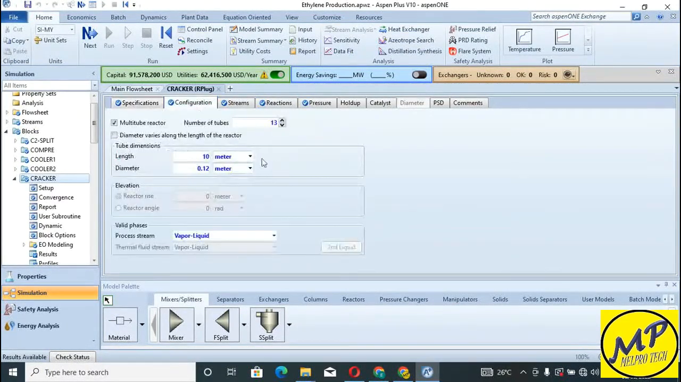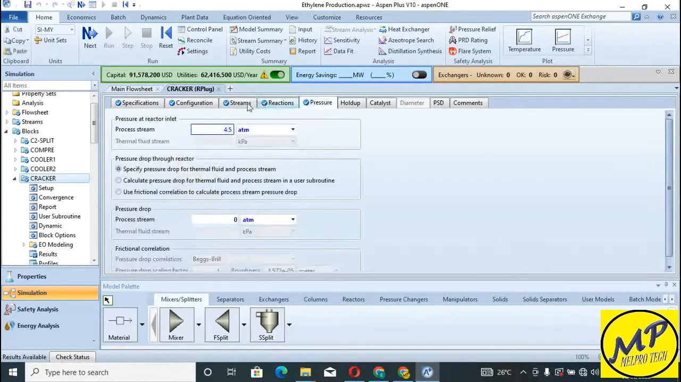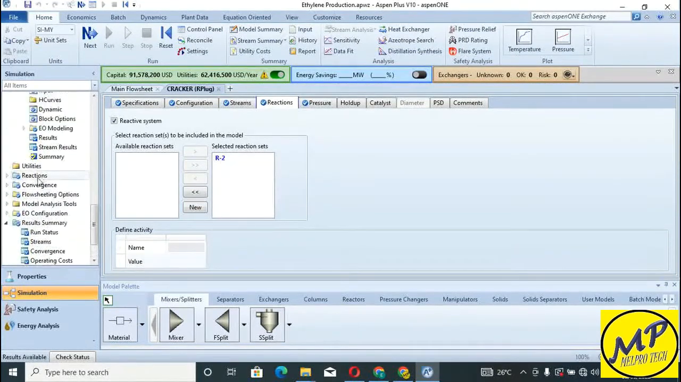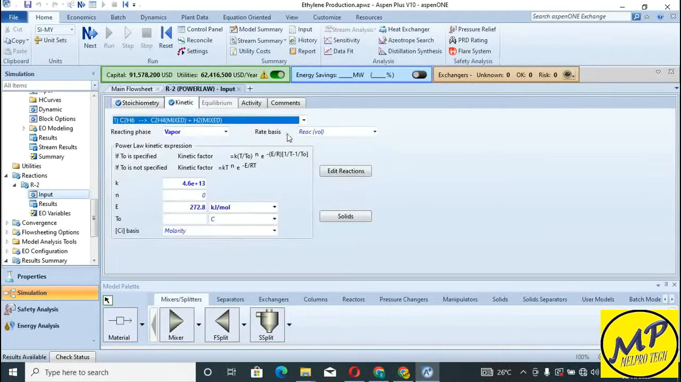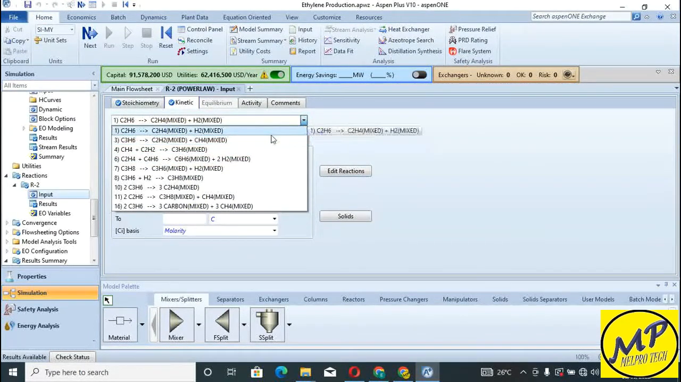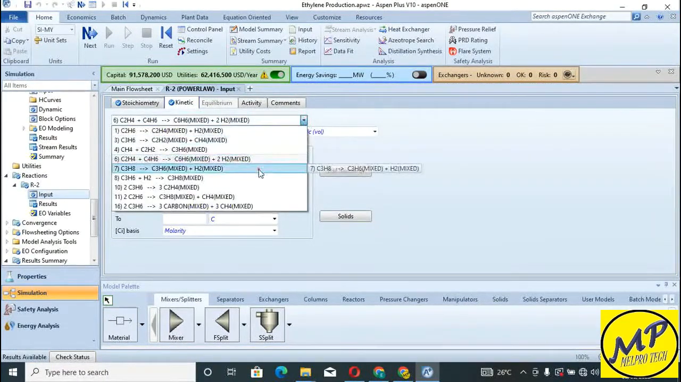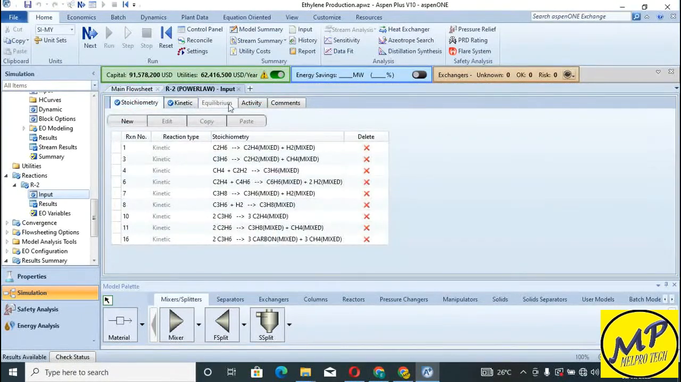Specification, configuration, strain, reaction, pressure. I believe you know how to set the reaction. So for the reaction section, just go quickly to the reaction. You have the view. So this is the reaction that we are using here, and the kinetic data, each of them. So that's the reaction.